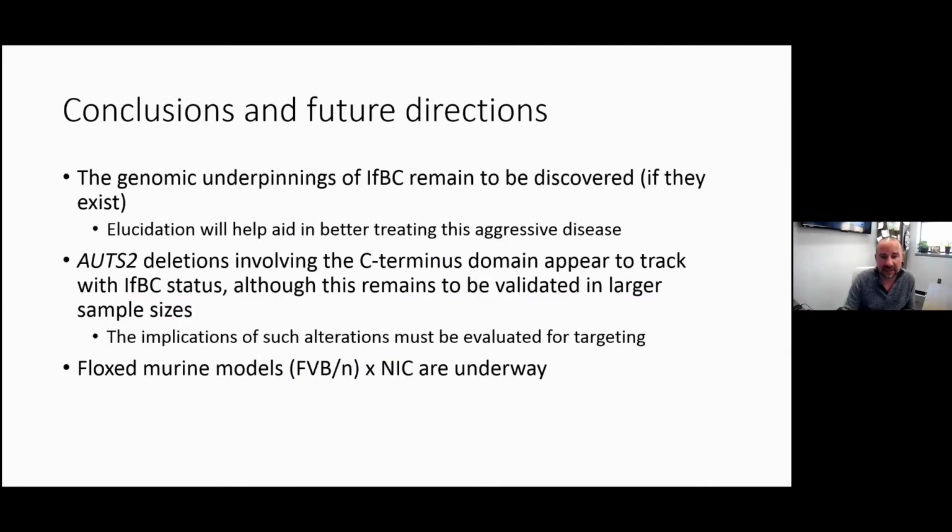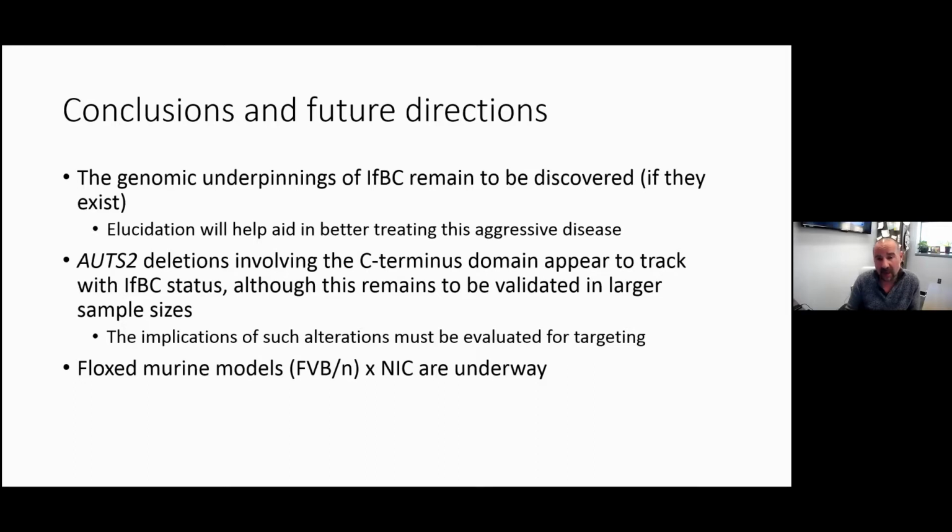And so our conclusions and future directions are that the genomic underpinnings of inflammatory breast cancer still remain to be discovered if they actually do exist. And hopefully elucidation will aid us in not only better treating this aggressive disease, but really understanding the biology behind it. We did identify ODS2 deletions that involve the C-terminus domain that seem to track with inflammatory breast cancer status, but we need to be able to validate this in larger sample sizes.